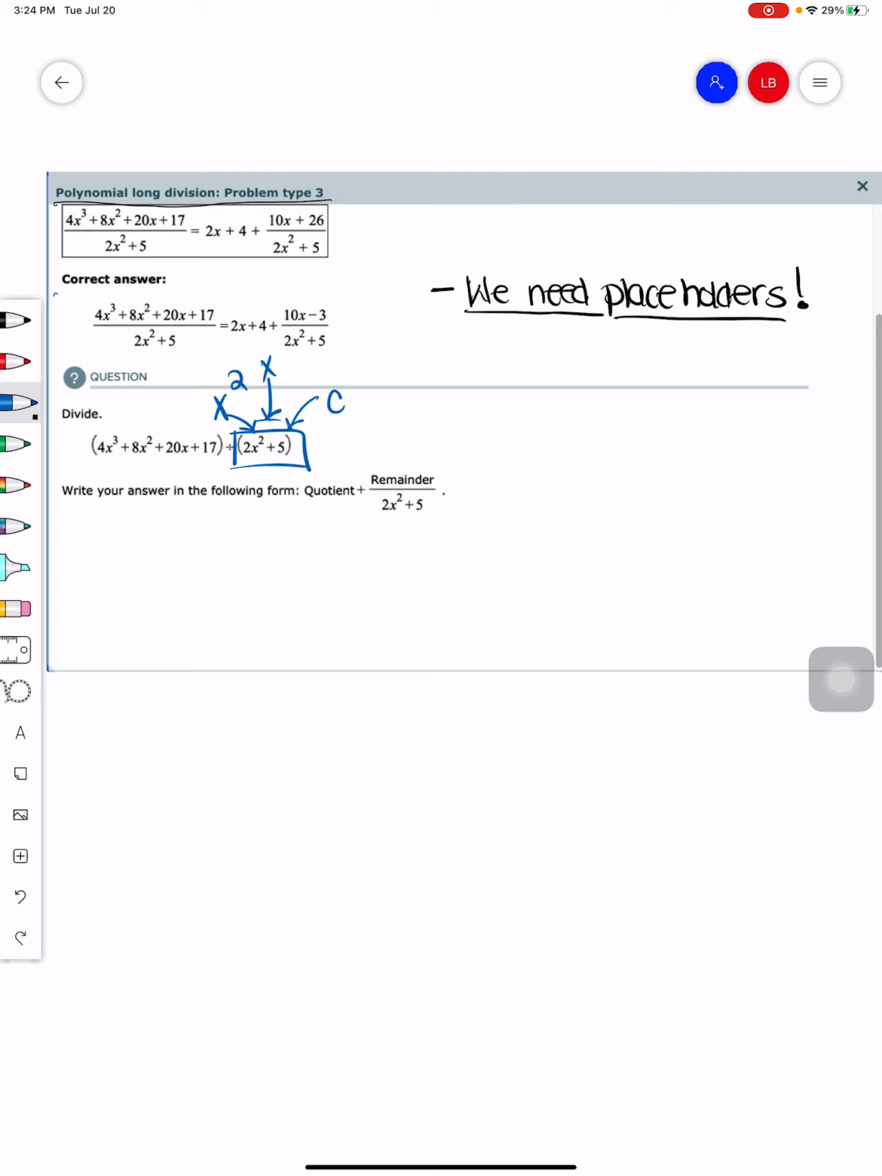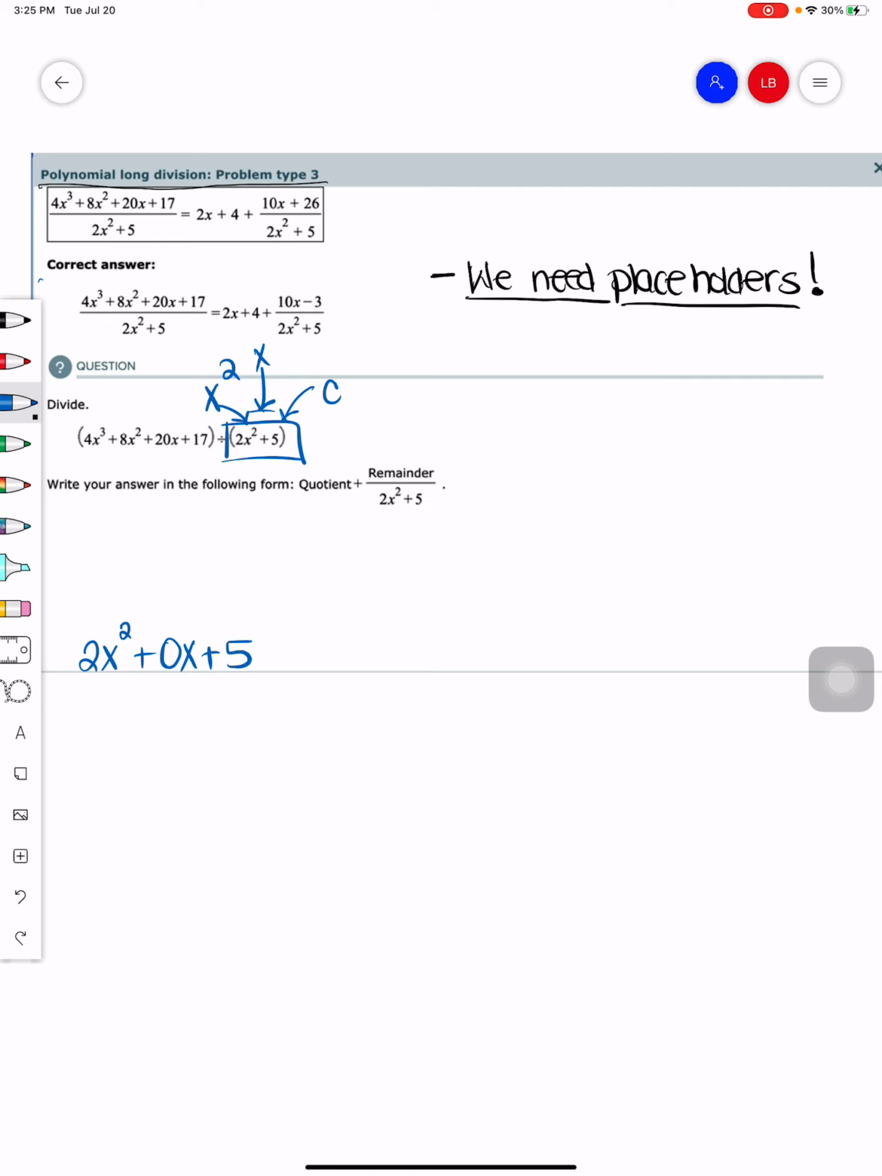We need a placeholder. So when we're doing long division, that's going to be the expression that goes on the outside of what we might call our division symbol. If you remember in middle school, I've heard some teachers call it the little house, but whatever works for you. It's going to go on the outside of that division. So I have 2x squared. I need my placeholder for x. So 0x, I'm not changing the value. I'm just making this expression look a bit different. So I'm adding 0 there. And then I'm going to add my plus 5. That is on the outside.